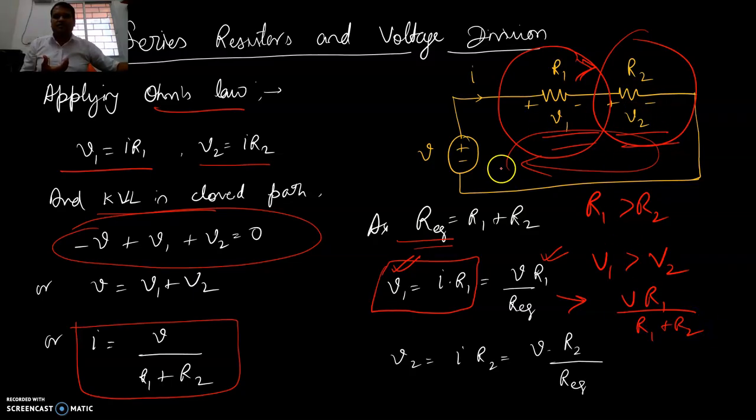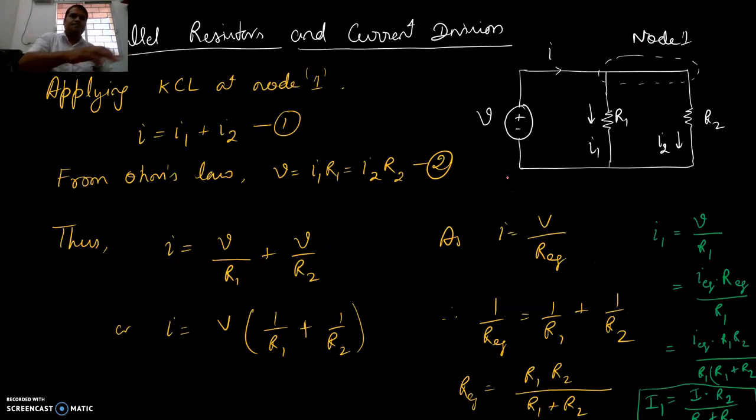So if there are two resistors and suppose there is 100 volts, if this is 60 ohms and this is 40 ohms, the voltage over here will be 60 volts and the voltage here will be 40 volts. In this proportion it is being divided.